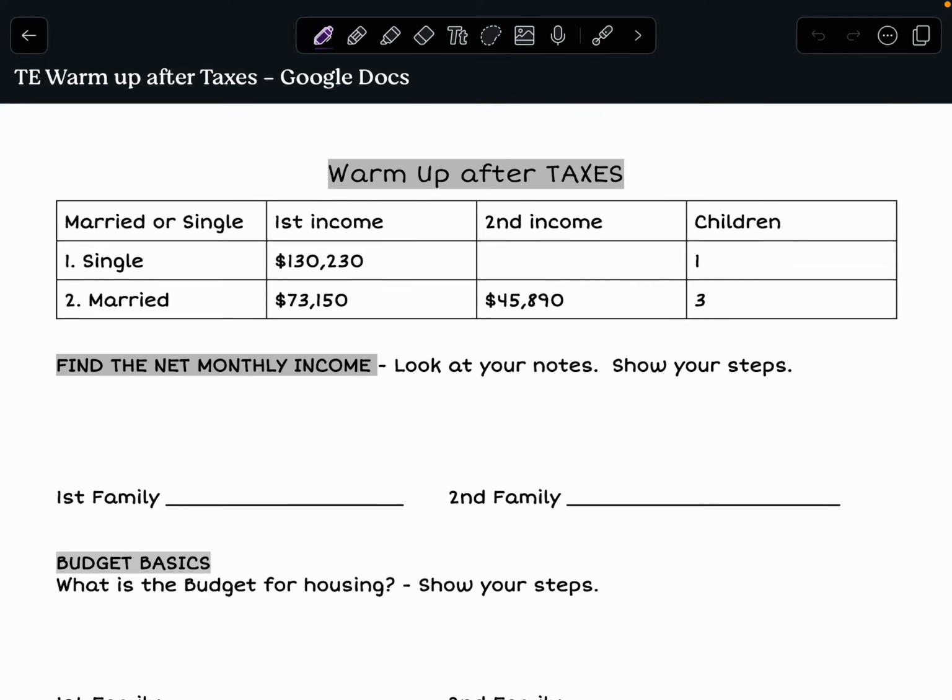Okay, so on your warm up for today, you have two scenarios. The first family is single and has one child. The second family is married and has three children. Find the net monthly income.